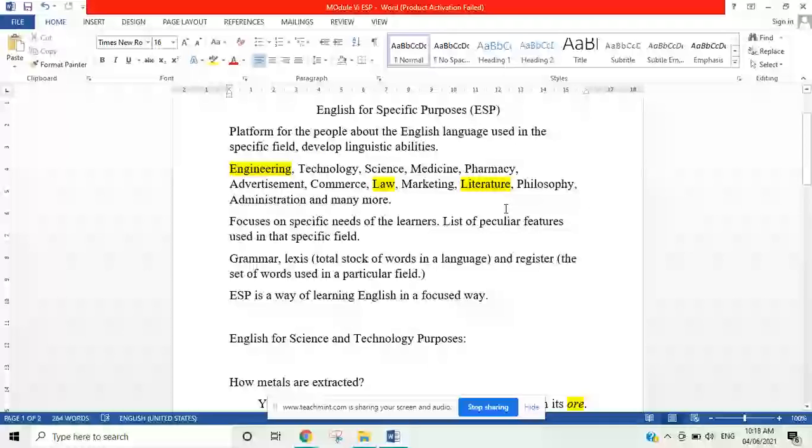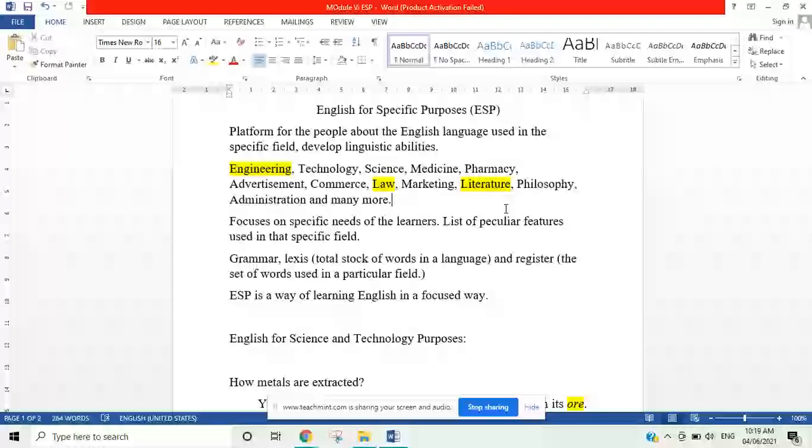So this is how ESP works. It gives you the platform where you can study the English language used in a specific field like engineering, law, or literature, but it depends on that person to choose the ESP according to their field. Now you are science students, so we will study ESP used in the science and technology field, and not in the fields of law, marketing, or commerce.